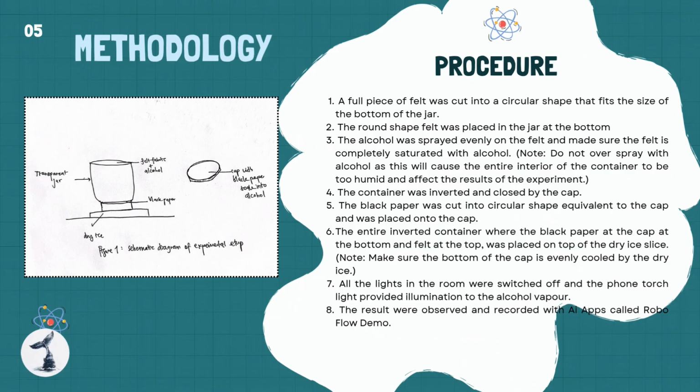The container was inverted and closed by the cap. The black pepper was cut in a circular shape, equivalent to the cap, and was placed onto the cap. The entire inverted container, with the black pepper at the cap at the bottom and the felt at the top, was placed on top of the dry ice slice. Note, make sure the bottom of the cap is evenly cooled by the dry ice. All the lights in the room were switched off, and the phone torchlight provided illumination to the alcohol vapor, and the results were observed and recorded with an AI app called Roboflow Demo.